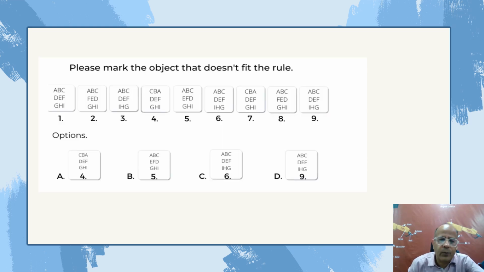The questions would be simple. There would be an instruction given. If you read it here, it says, please mark the object that does not fit the rule. So what do we do in such questions? A kind of pattern is going to be followed, and you need to find out the option which is not following that pattern.